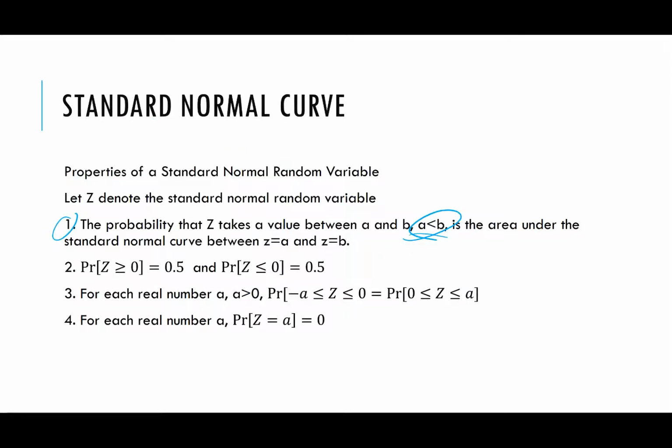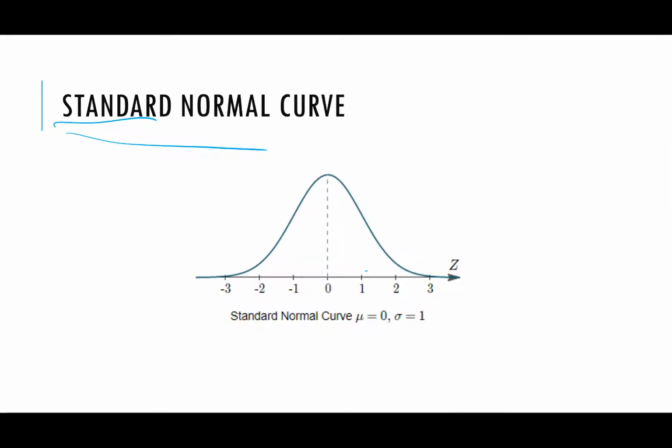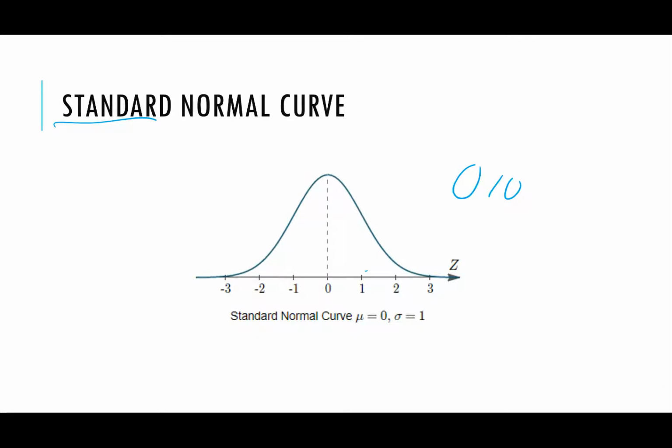Rule number 2: z bigger than 0 is half, and z less than 0 is half. This is just saying it's symmetrical. Everything above 0, all of this space here, is exactly 50%, and all the space to the left of it, less than 0, is exactly 50%. 50% here, 50% here. Rule number 3.